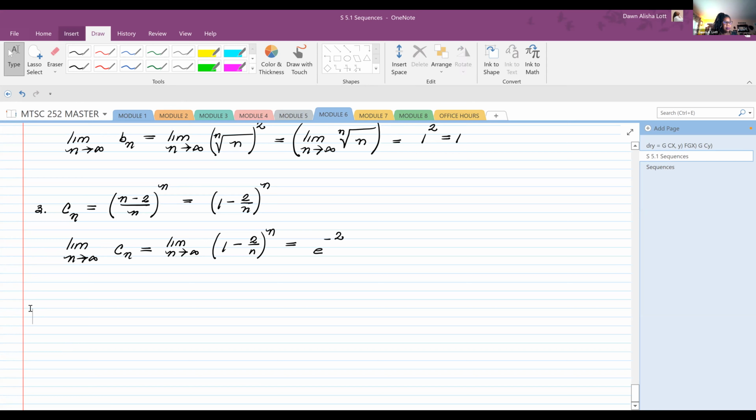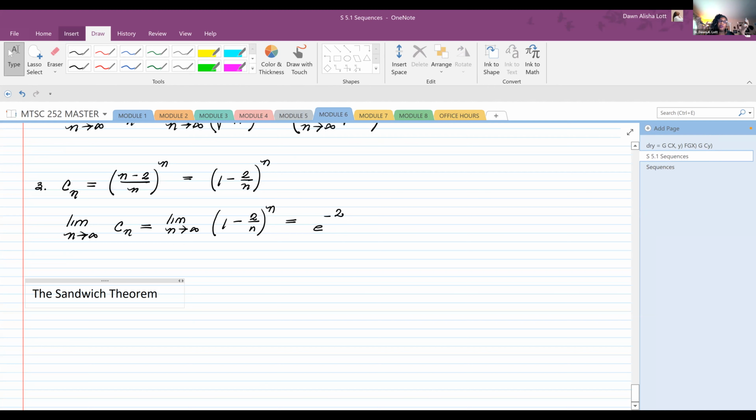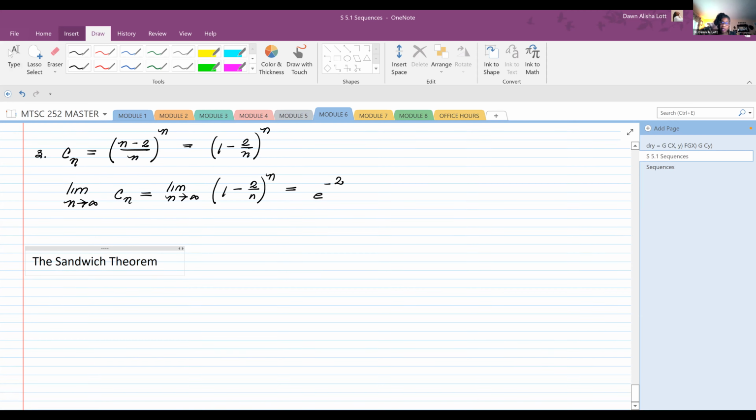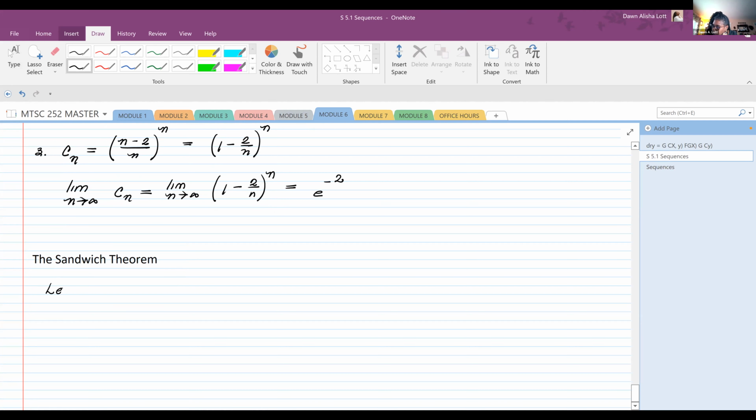Okay, so the last thing before we just do some general examples is the sandwich theorem. And the sandwich theorem says, if I have two limits and they're going to the same thing, and there's something squeezed in between them, it also has to be going to the same thing. So it's the sandwich theorem. Let a_n and b_n and c_n be sequences of real numbers.